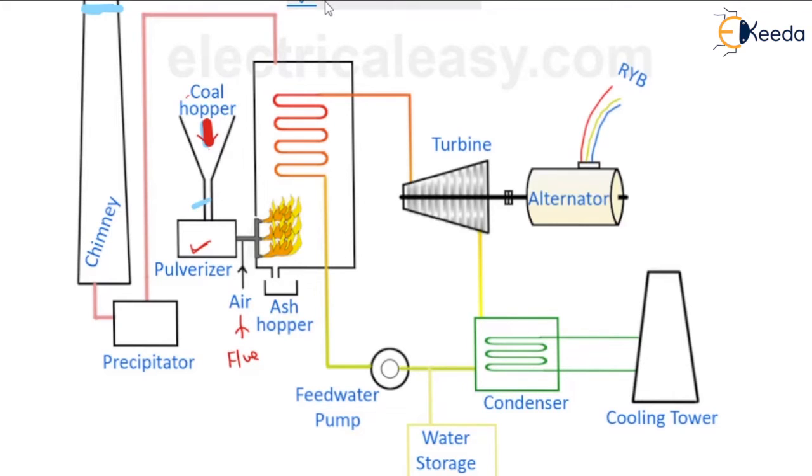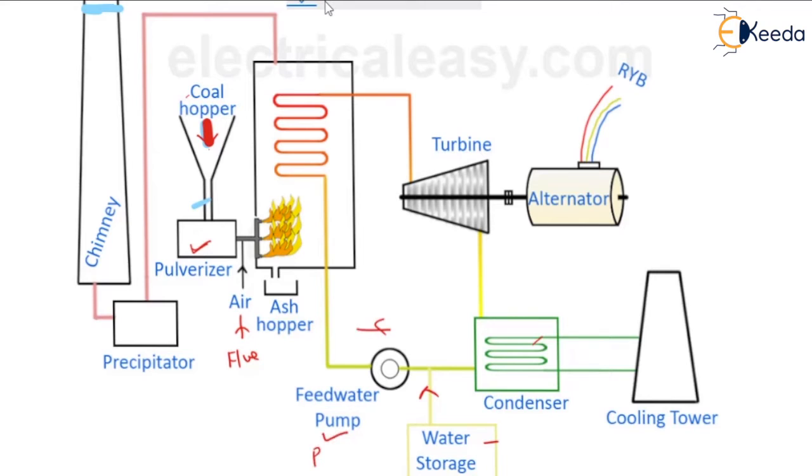Then this fuel comes to the combustion chamber. This is where we get the fire. This is where we get the temperature. Now at another end, if you see the cooling tower here, from the cooling tower it will store the heat. But first of all, this is the water storage from which the water will go like this.